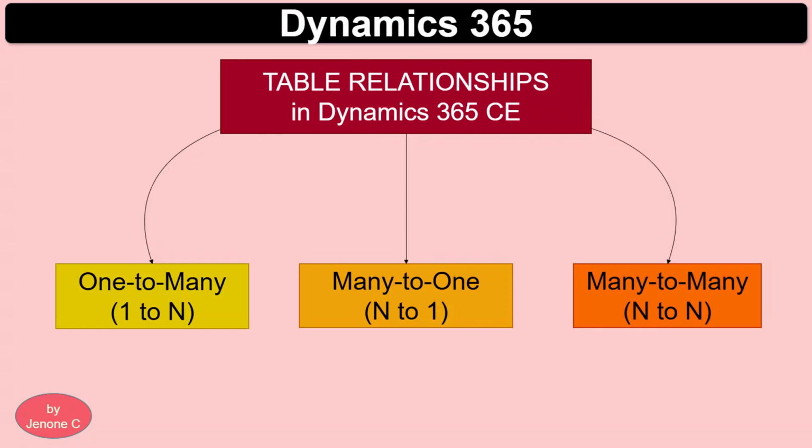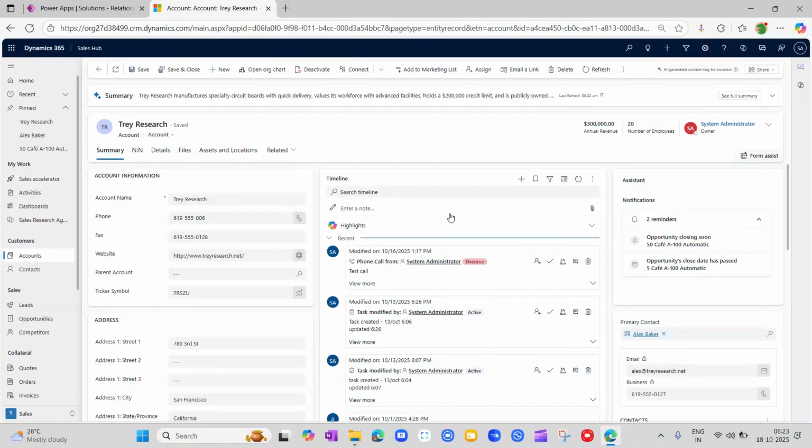Now we will go to the application and explore the different out of the box relationships that are already available in Dynamics 365, and then we will try to create new custom relationships within our solution. Now I'm in the Dynamics 365 Sales Hub application, and I just opened an account record. We will see examples of different relationships, that is one to many, many to one, and many to many.